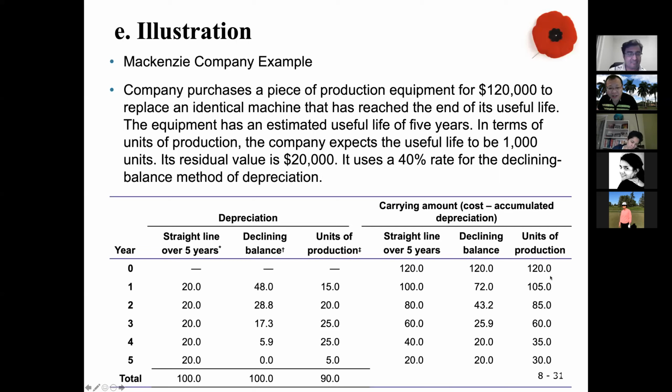Units of production, depending on the units of production. Total units is 1,000. So the first year you have production of 15. That means the percentage of depreciation should be 15%, times the 100,000. Is that right? How did they get 15?